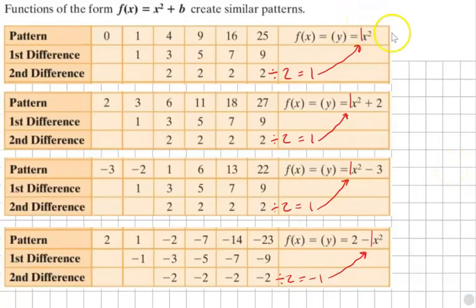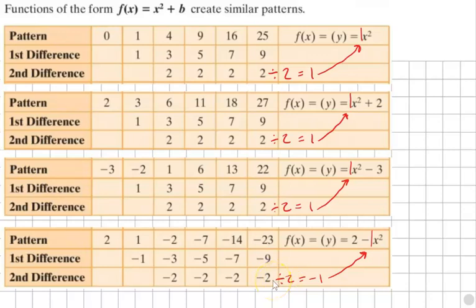So if we have a look at the 4 patterns together, we can see, so the first pattern was 0, 1, 4, 9, 16, 25, and the second difference was 2. In the next pattern, we had 2, 3, 6, 11, 18, 27, and the second difference was 2 again. That's just a coincidence. The second difference could be anything. The next pattern, we had minus 3, minus 2, 1, 6, 13, 22, and the second difference was 2.